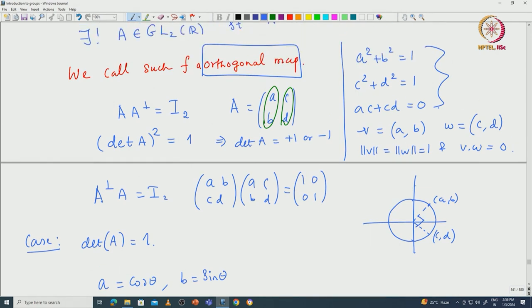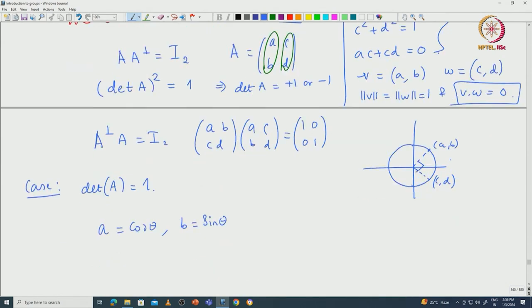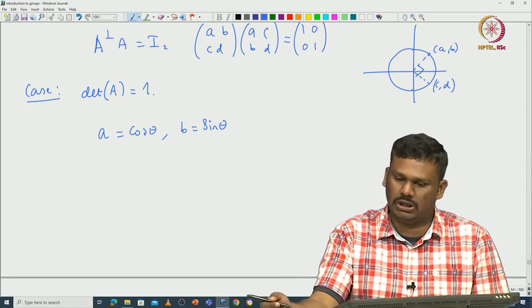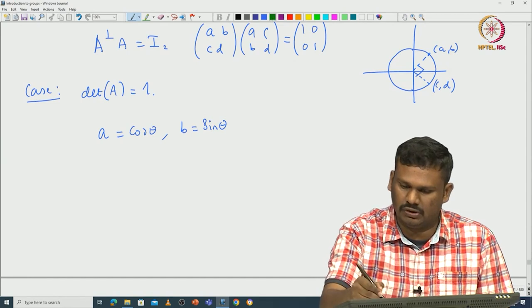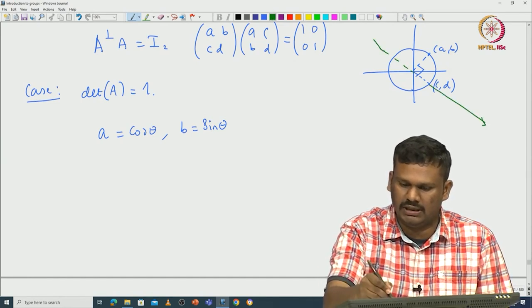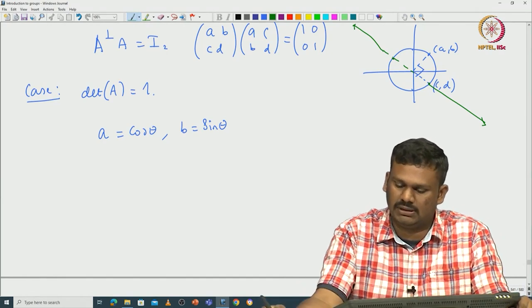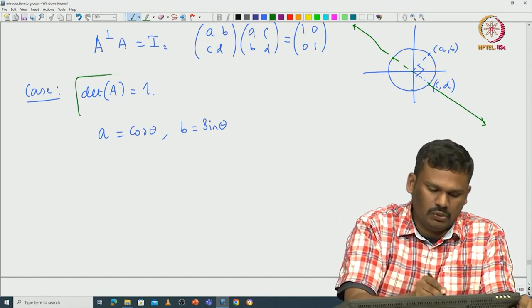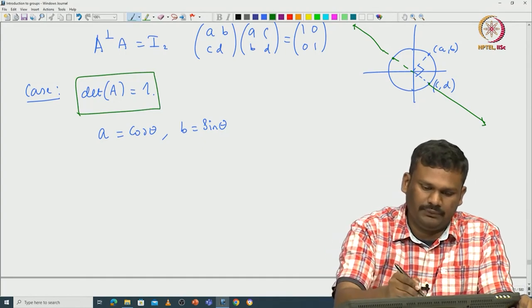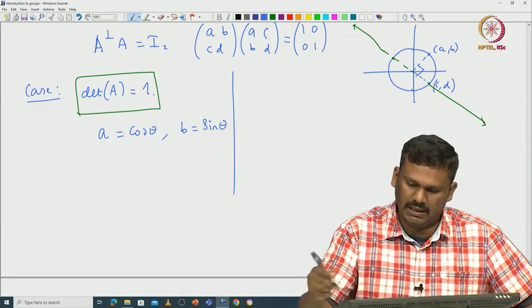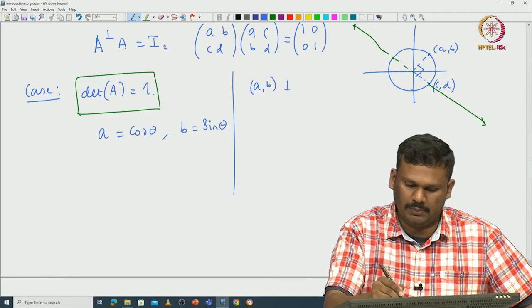This is what the orthogonal relation says: V dot W is 0. So (C, D) should also lie on the unit circle and be perpendicular to this. If you just work it out, there are two possibilities. If you draw the line perpendicular to the point (A, B), this entire line is going to intersect the unit circle at exactly two points. One is this (C, D), and another one is the opposite of that. But now what is given to us is that the determinant is 1. A minute's thought will tell you the rest. First of all, let's see what (C, D) being perpendicular to (A, B) tells us.